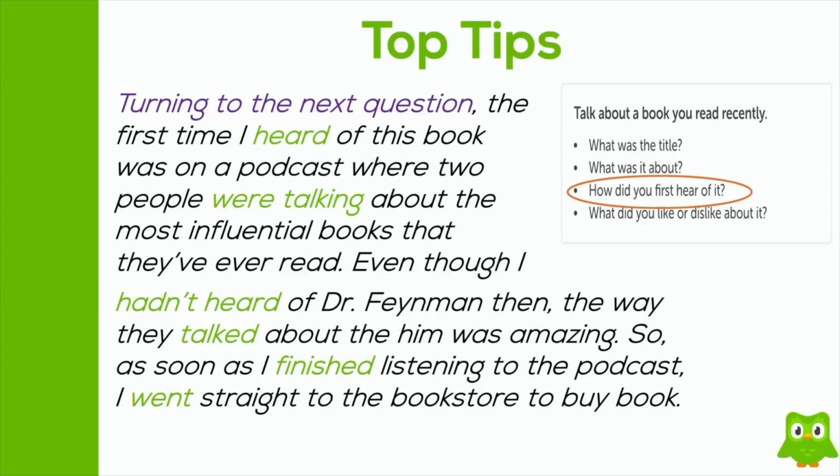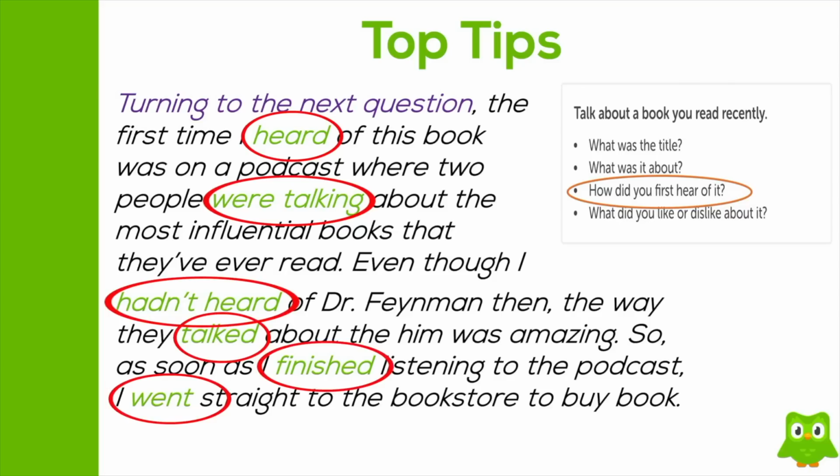And then throughout my answer, I use the different past tenses. Heard is a simple past tense. Were talking about is the past continuous. Hadn't heard was the past perfect. And talked, finished, and went are the past simple. Definitely practice using all the different past tenses in a story like this because it'll help you get a higher score in grammatical accuracy and complexity.